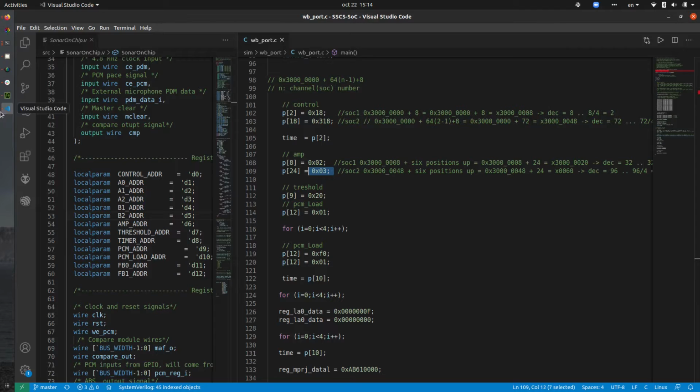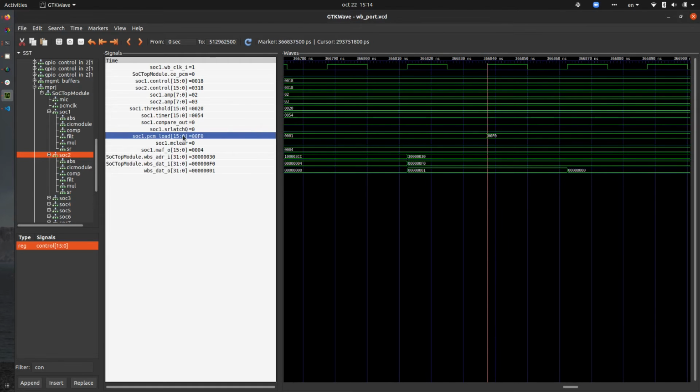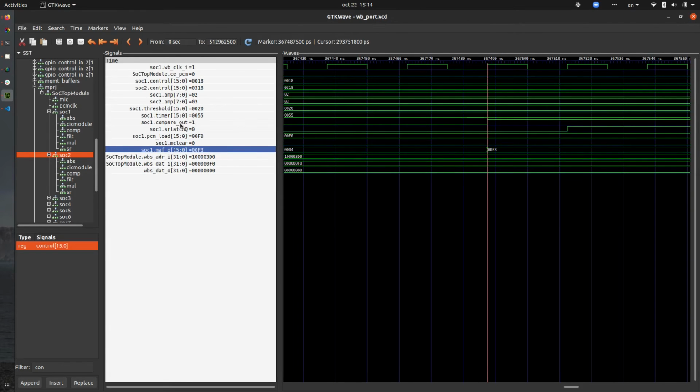Now, with the PCM data loaded into the register, we will observe the behavior of the circuit when the output signal of the moving average filter exceeds the value that we have set as threshold at the firmware level.